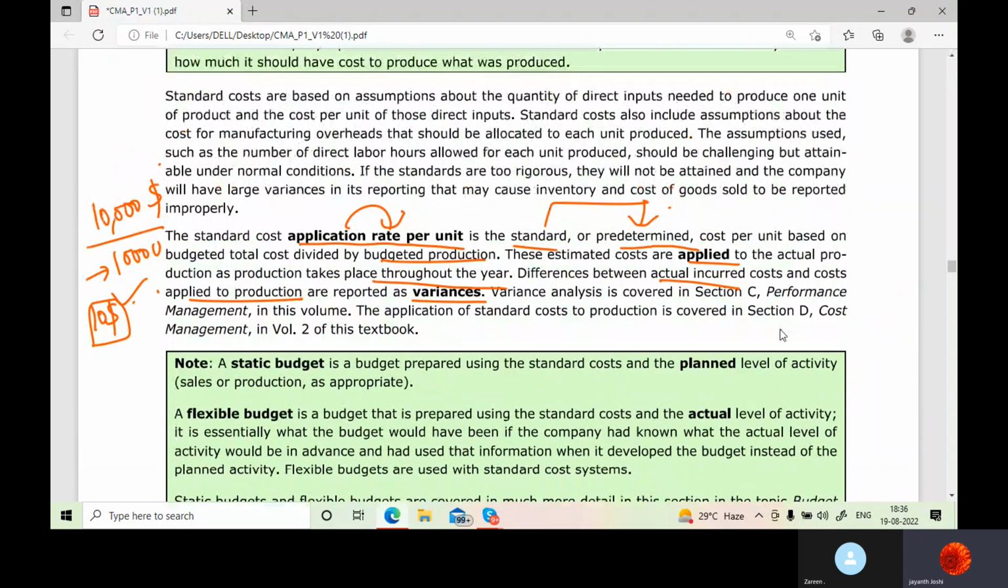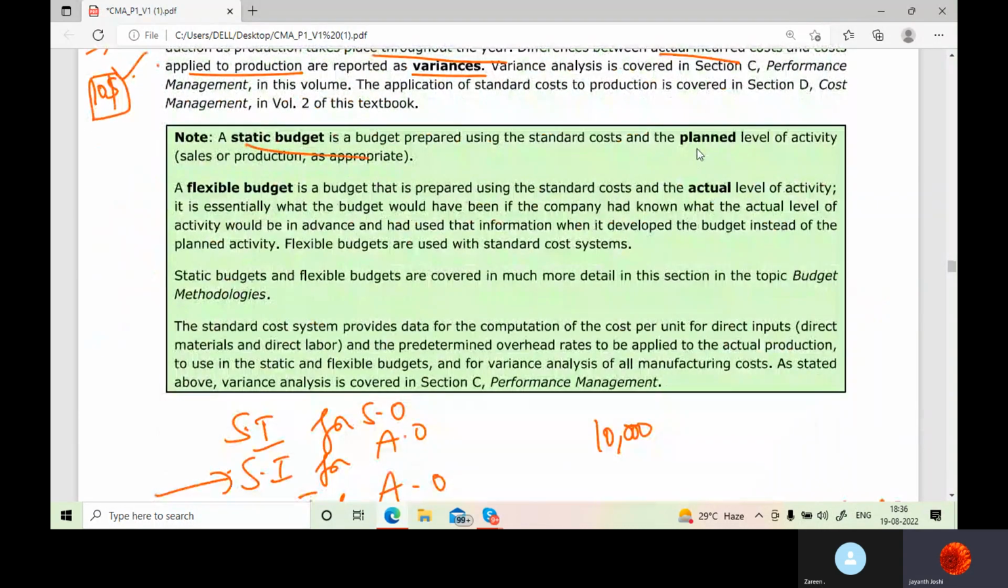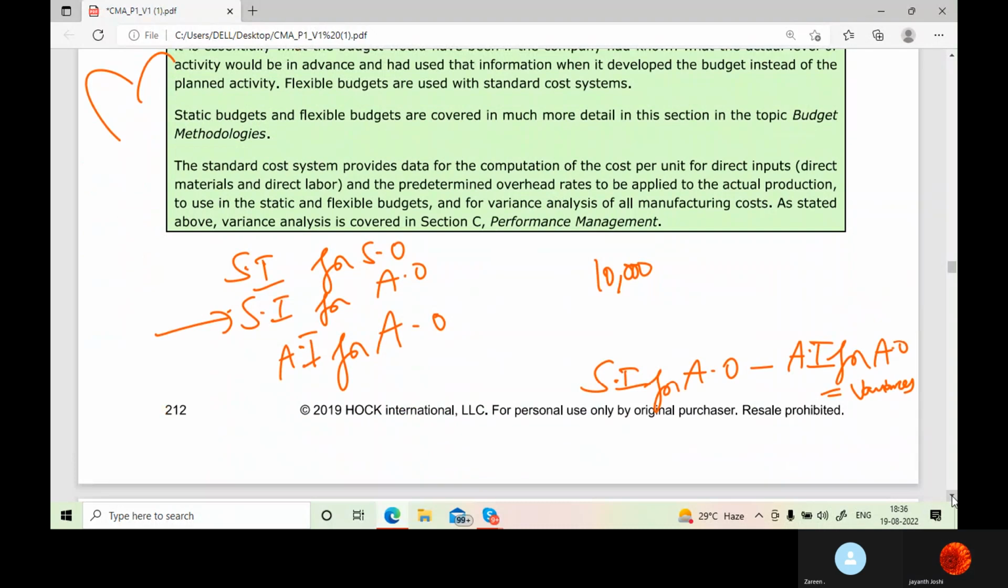Now there are types of budgets: static budget, where you fix some units that you're going to produce, and taking only that into consideration, you prepare your budget. And flexible budget is nothing but if you prepare for more or less, what's going to be the cost for a particular activity, that comes under flexible budget.